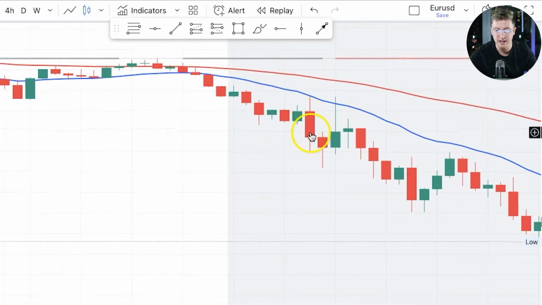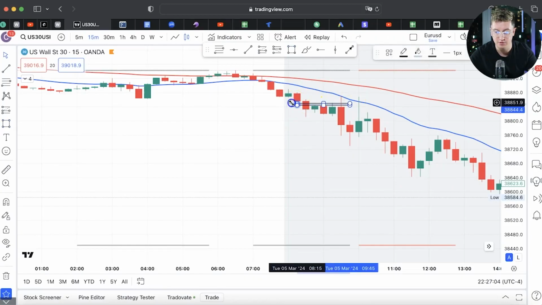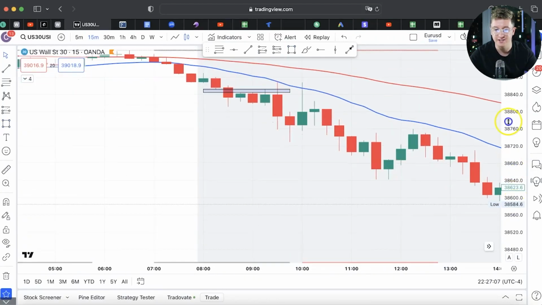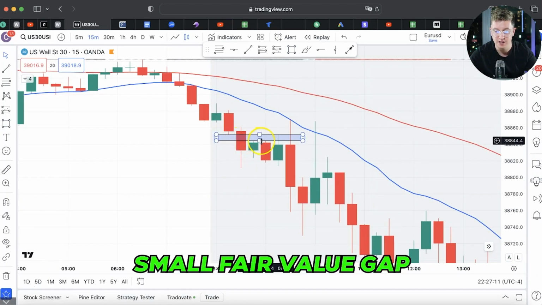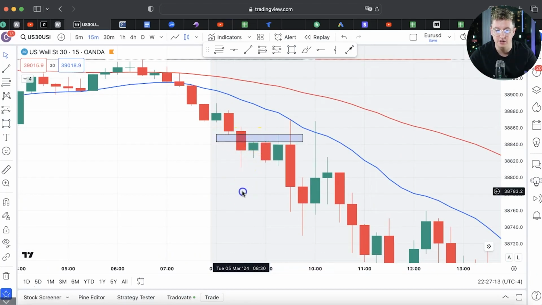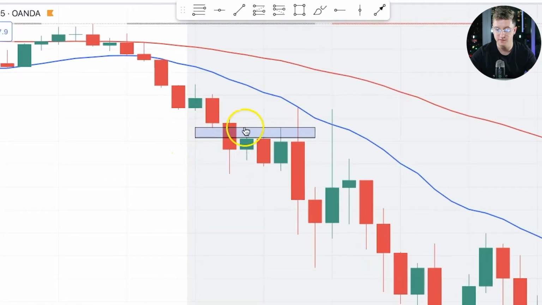So ideally, if we're looking at this candle right here, we have a fair value gap. It's kind of small, but from right here to here, we have this fair value gap. Let me stretch this out a little. Boom. And usually I don't like to enter on these small fair value gaps. I like it to be a little bit chunkier. But ideally, this is a fair value gap right here.